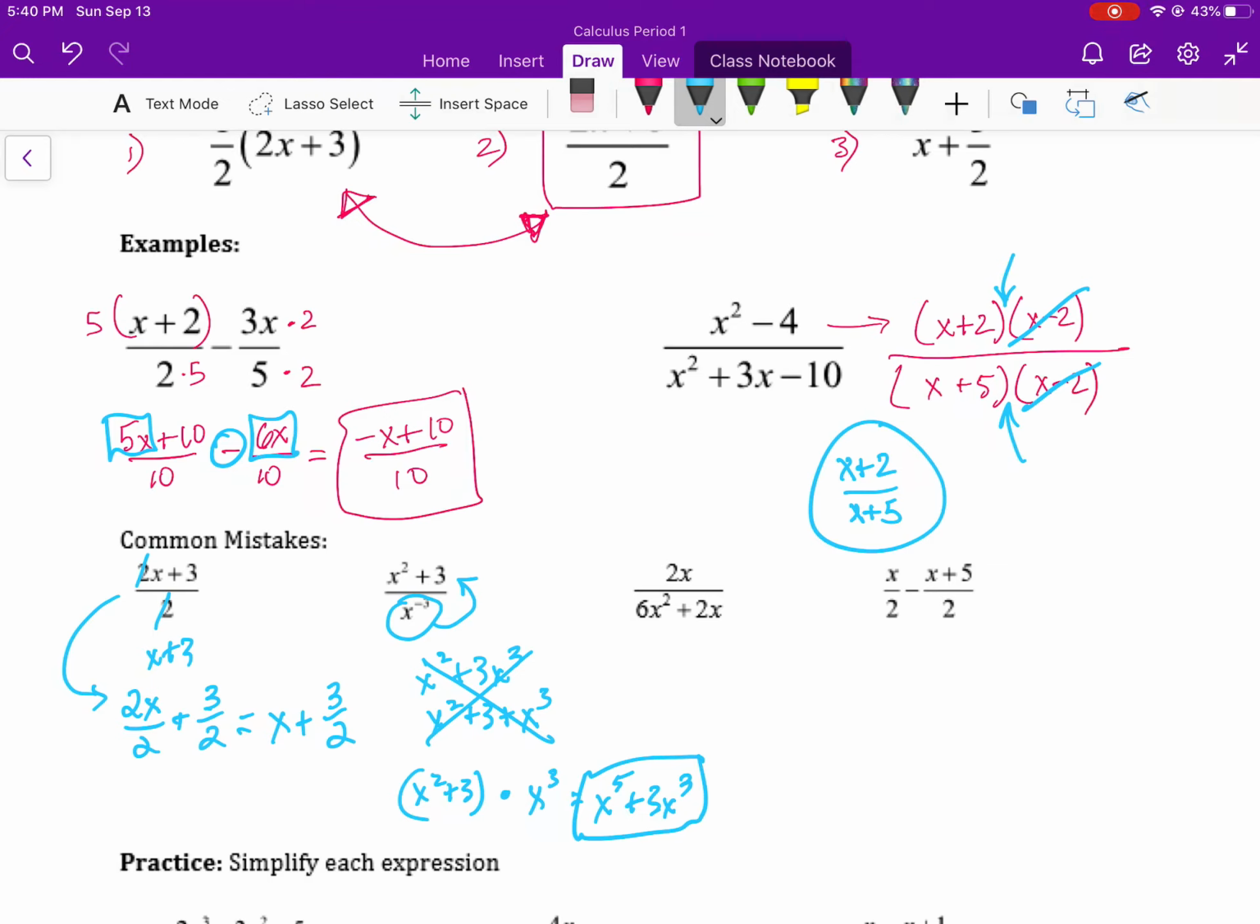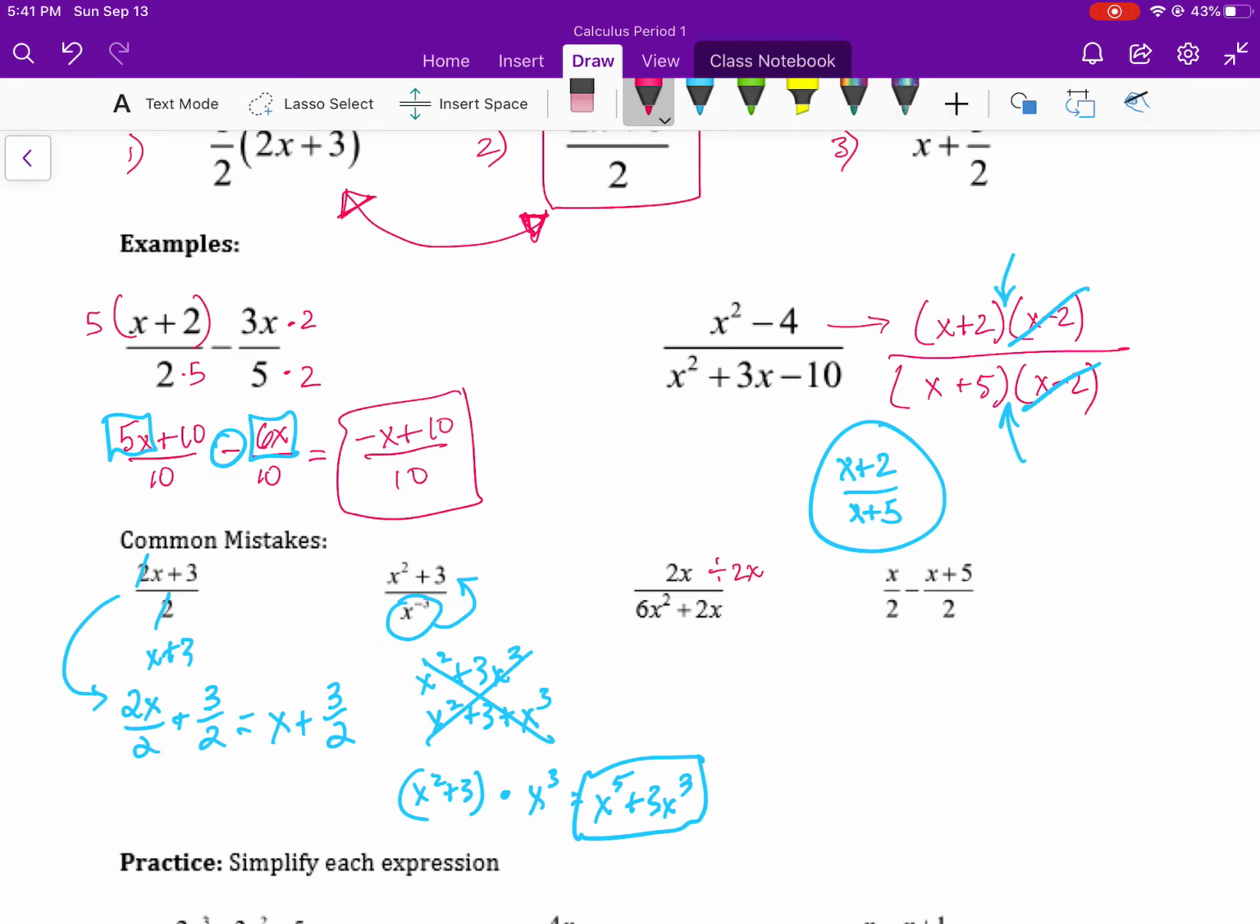Okay. The third one here is similar to the first one. The students might be inclined to just cross off the common terms, 2x and 2x. But again, this division can only happen if you apply it to all of the terms. So this thing is not going to be equal to 1 over 6x squared plus 1. Instead, we need to think of this as dividing both the top and the bottom by the common factor.